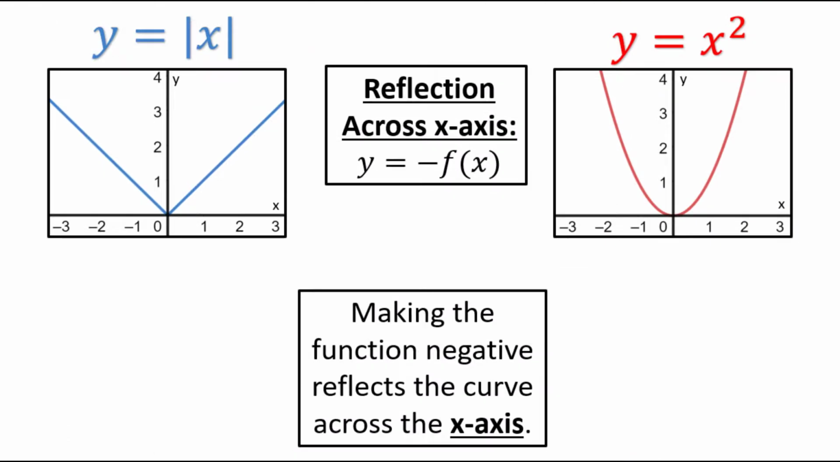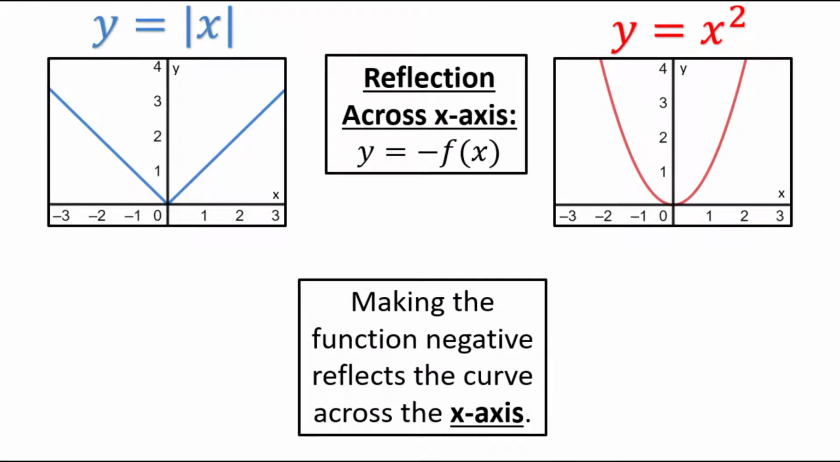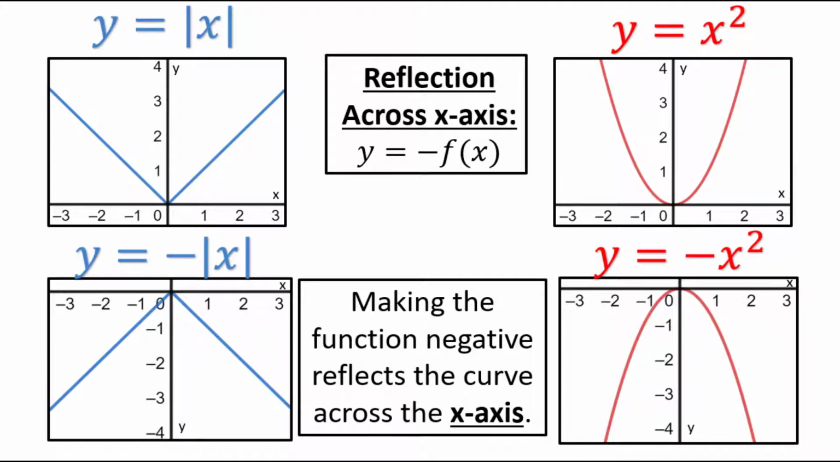Another translation we could have is a reflection across the x-axis. Normally, both of these graphs open upward, but if we have a negative sign before the function, they will now open downward. Here's the reflected graphs of the absolute value and the parabola functions. Instead of having the key points of 1, 1 and -1, 1 on the graph, our y outputs have been made negative, so we have the key points of -1, -1 and 1, -1.